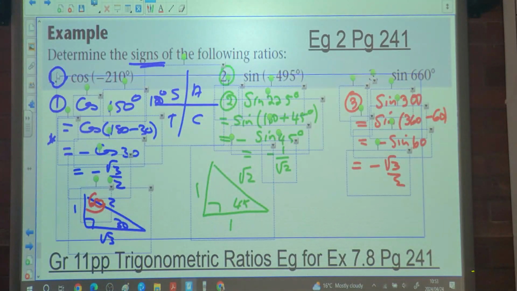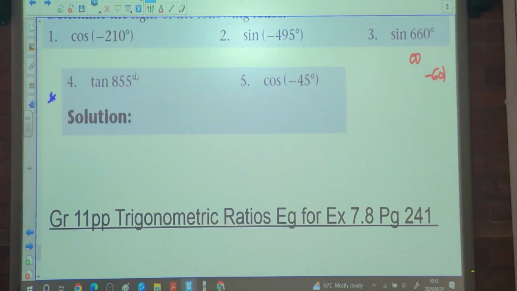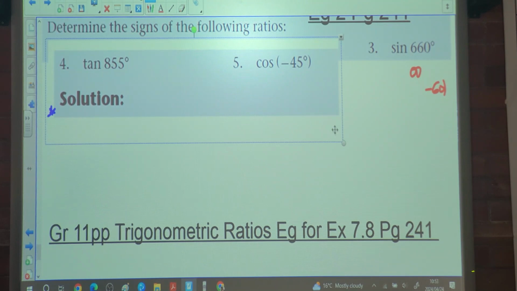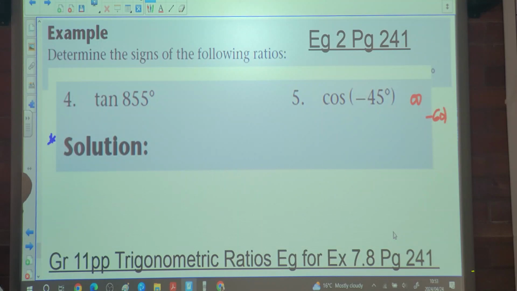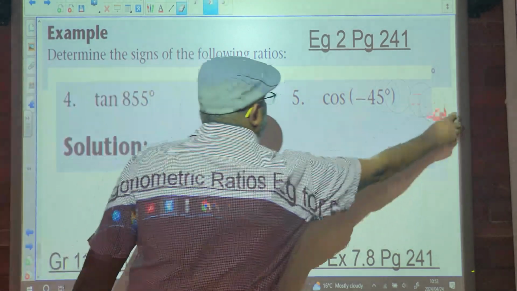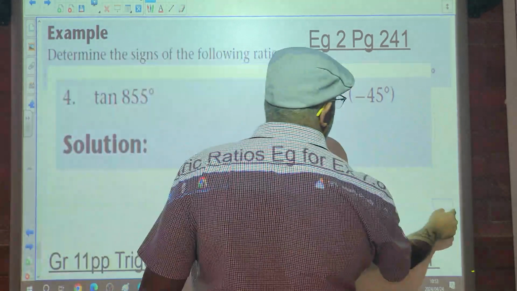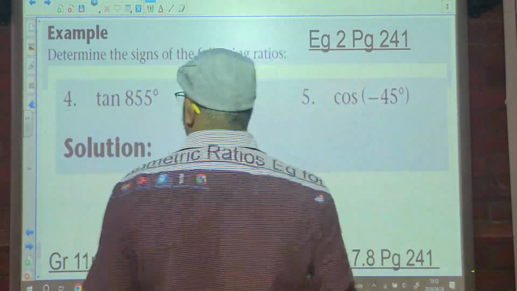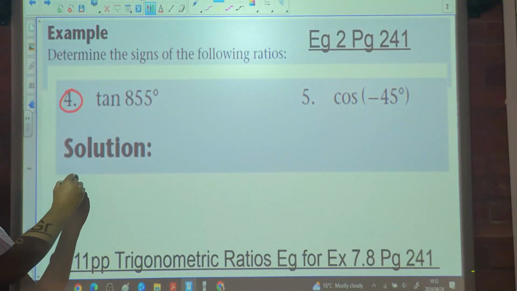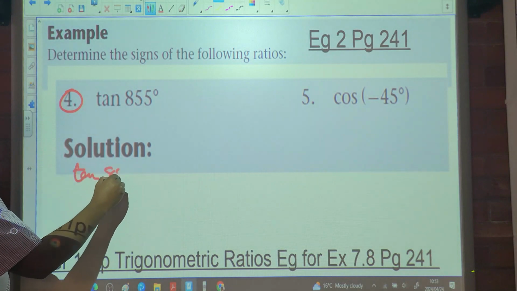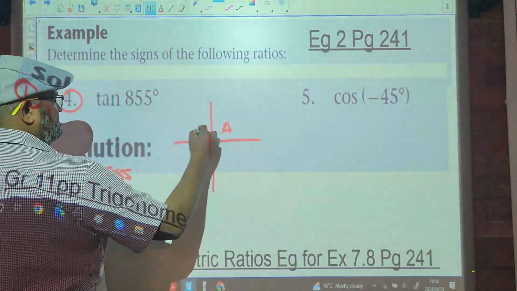Let's just take this off here. Number 4. So let's look at number 4. So we've got tan of 855. So what do I do here?